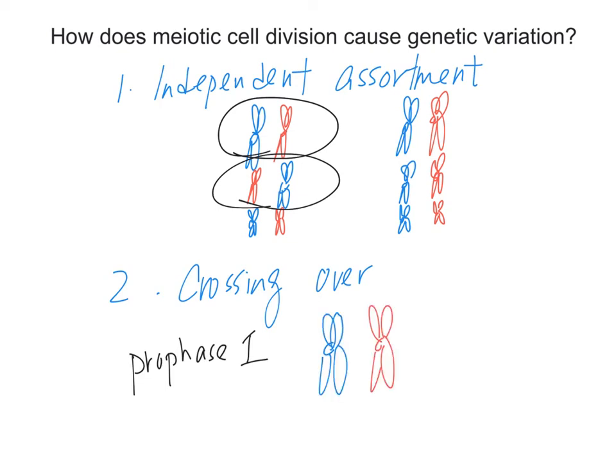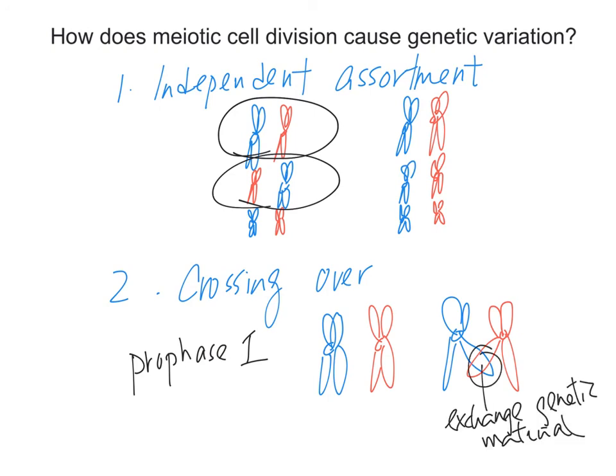The second way is by crossing over. In prophase 1, when the homologous chromosomes pair up, they will stand next to each other and they may touch. When they touch, there may be an exchange of genetic material. When genetic material has been exchanged, there will be new combinations on a single chromosome, and this can cause genetic variation.